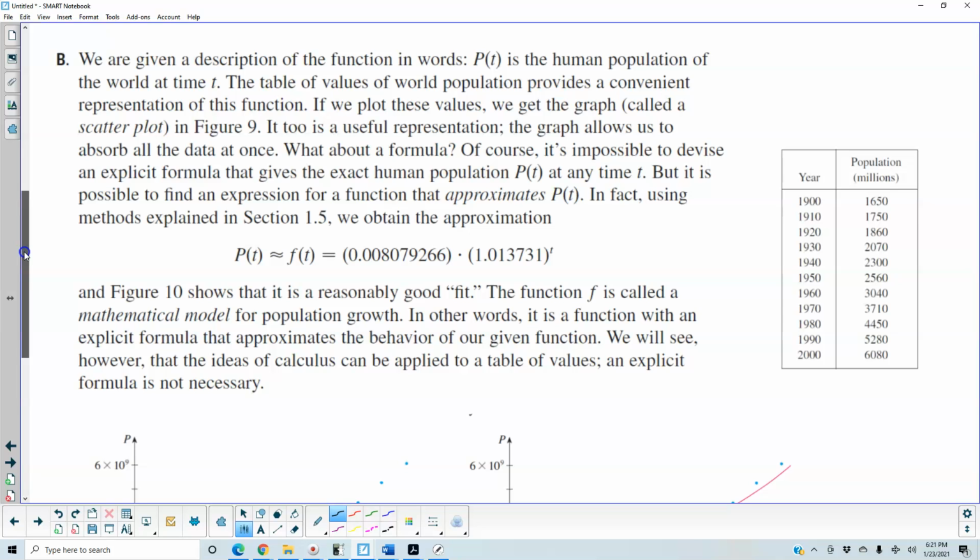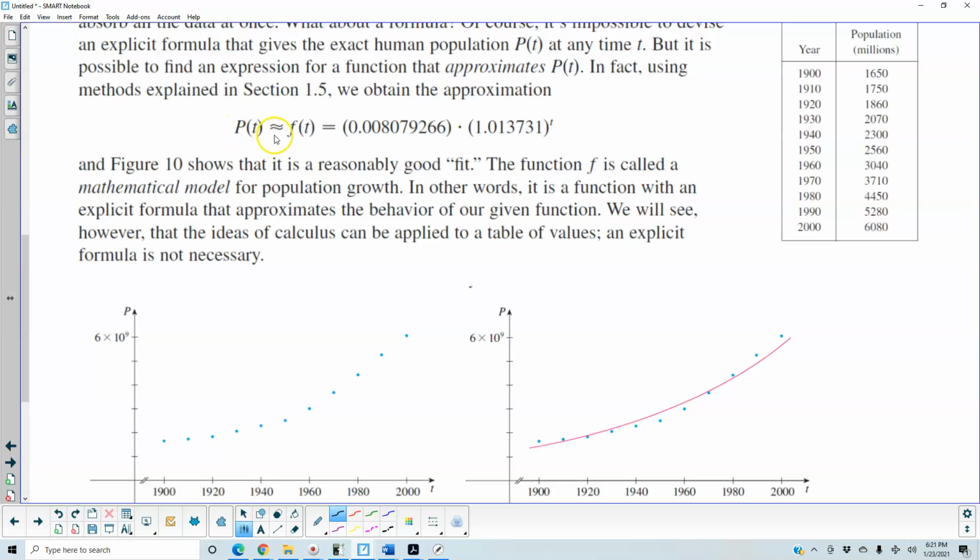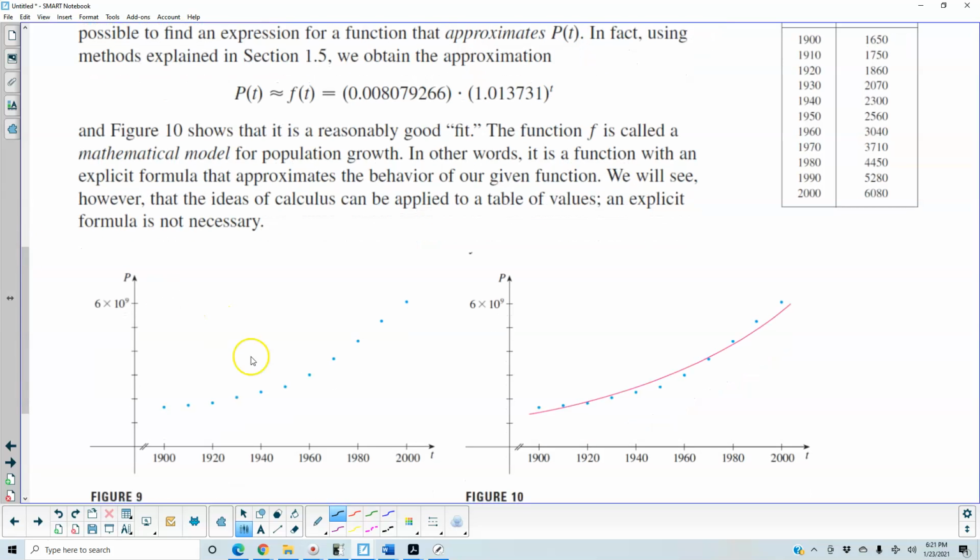What about a formula? Well, of course, it's impossible to devise an explicit formula that gives the exact human population, P of t, at any time t, but it is possible to find an expression for a function that approximates P of t. In fact, using methods explained in section 1.5, we obtain the approximation P of t, which is approximately f of t, which is equal to the following number, times this number raised to the power of t. And we can see that figure 10 shows that it is a reasonably good fit. The function f is called a mathematical model for population growth. So in other words, it is a function with an explicit formula that approximates the behavior of our given function.